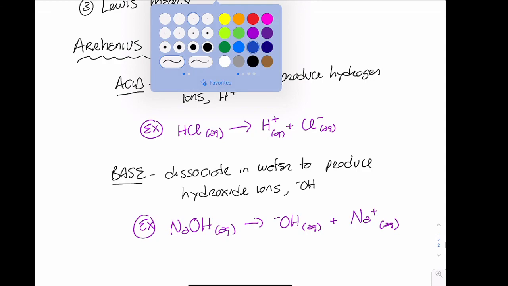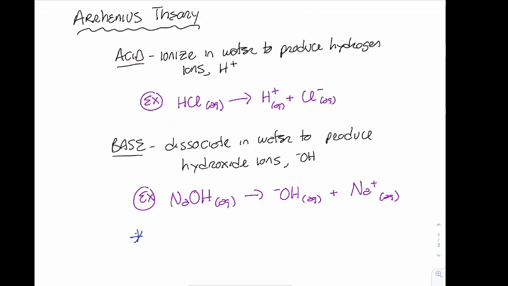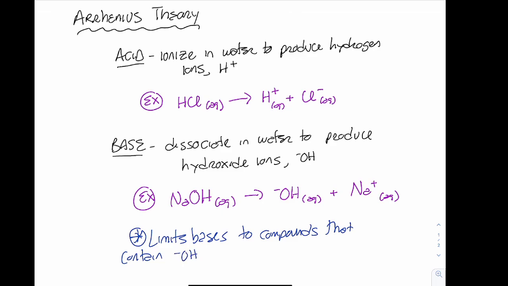I want to write that this limits bases to compounds that contain hydroxide ions. We could write a similar thing with our acid. It's going to limit acids to compounds that contain hydrogen. Bronsted-Lowry acids also need to contain hydrogen. So if it's a Bronsted-Lowry acid, it tends to also be an Arrhenius acid.